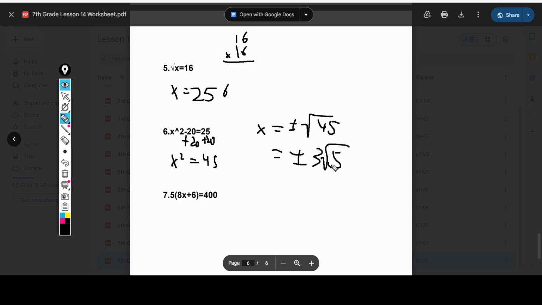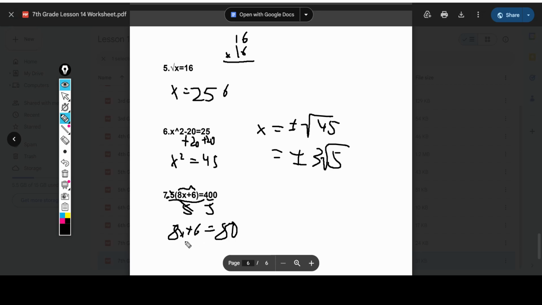Alright, next problem. We have 5 times, I'm going to imagine that that dot is part of the 7 that's saying what problem this is. So 5 times the quantity 8x plus 6, and that's equal to 400. So you divide by 5 on both sides. We start with this one because it's on the outside, so we have to unwrap this first to get to what's on the inside. So you end up with 8x plus 6 after we divide by 5, because these cancel, and then 400 divided by 5 is 80.